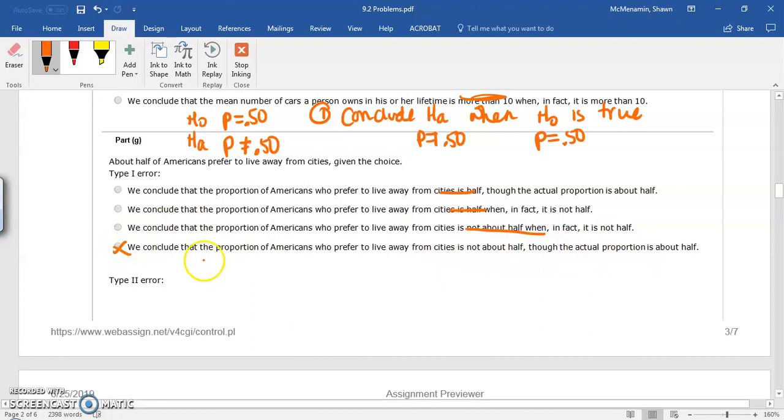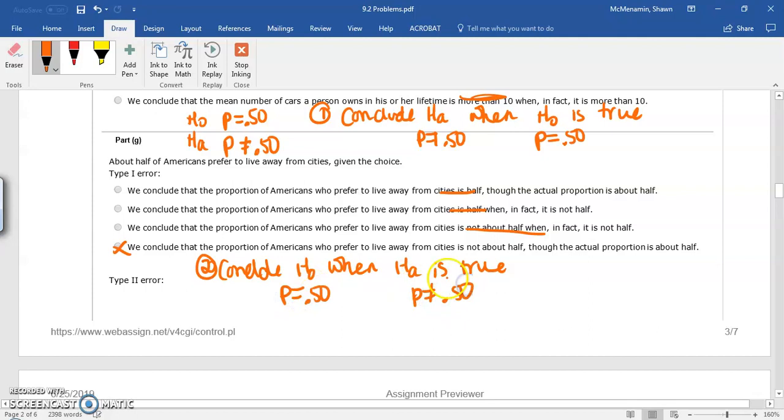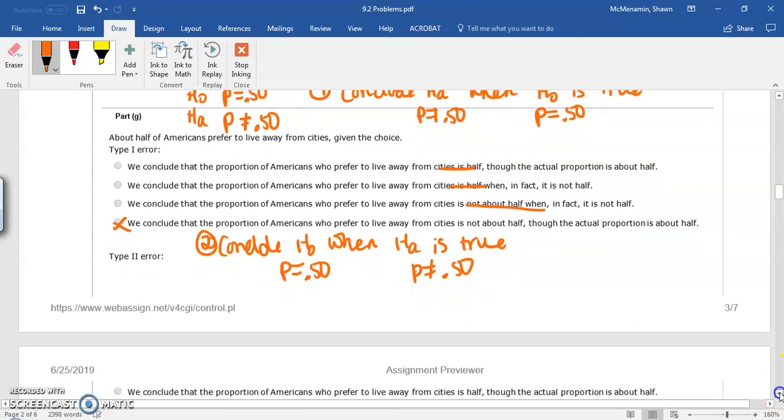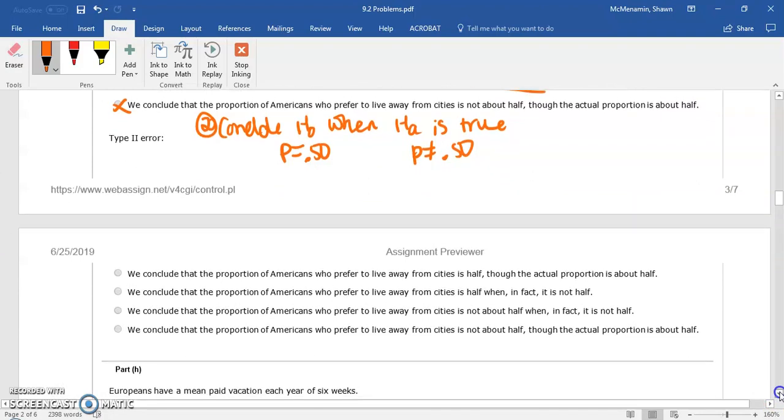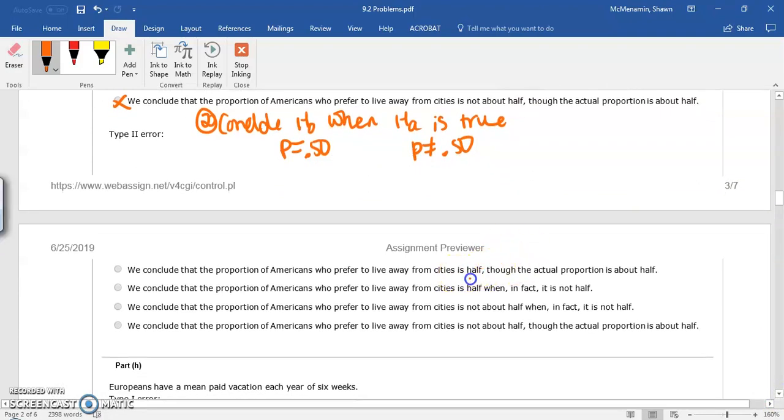A type 2 error would be to conclude the null when HA is true. And what that's really saying is you're failing to reject the null when the null is false. And once the null is false, that's really why you're favoring the alternative. But concluding the null, you're concluding that P equals 0.50 when in fact P is not equal to 0.50. So you're concluding that the percentage is half. So the ones that say is half is this one or this one, when it is not half. So it's going to be this one.